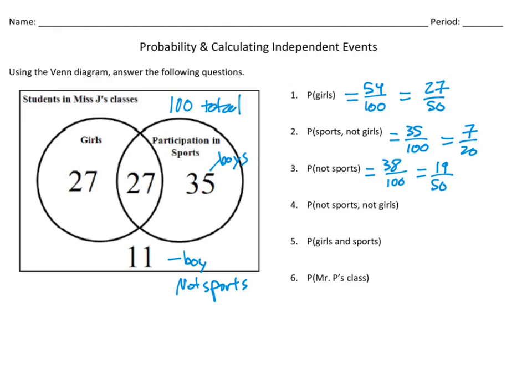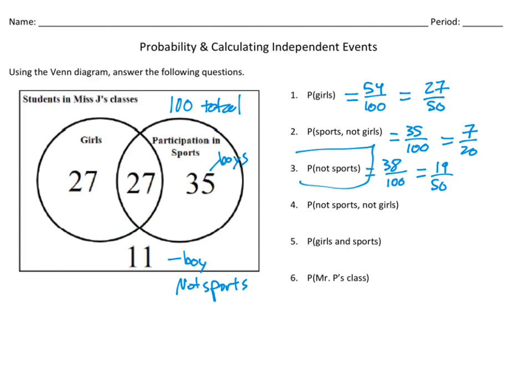Alright, let's check and see how you did. The first one is figuring out the probability of girls. That's these two added together. So it's 54 girls out of the 100, which reduces a little bit to 27/50. The next one is probability of sports and not girls. That's going to be this group. So participating in sports but not girls. Remember, these are all girls here. So that's going to be boys who do the sports, which is 35 out of 100. Again, reduces a little bit.